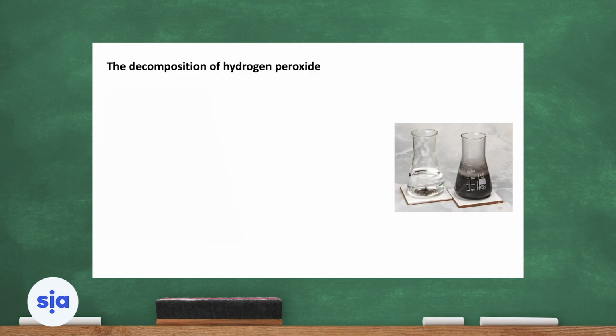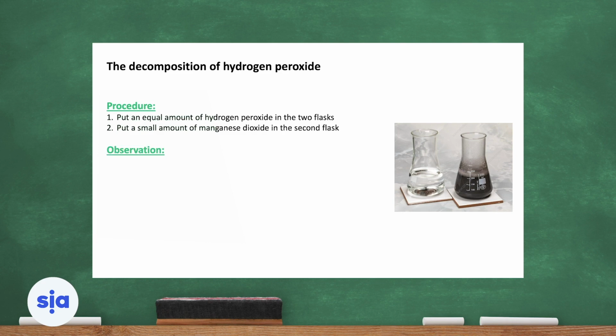The decomposition of hydrogen peroxide. Let's see together the procedure for this experiment. We will put an equal amount of hydrogen peroxide in two flasks, and then we will add a small amount of manganese dioxide to the second flask. What's our observation? The amount of bubbles in the tube with manganese dioxide is more than in the other without. This means that the manganese dioxide is a catalyst.